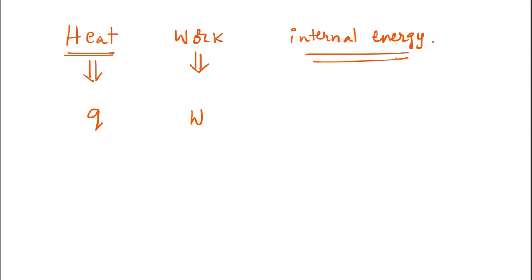Why? Internal energy is a virtue of the substance. Every substance has its own energy. When heat is supplied or work is done on the system, internal energy changes. That change in internal energy is important. That is delta E. So these 3 are related in the first law of thermodynamics. The first law of thermodynamics is that the energy of the universe is constant. Energy can neither be created nor destroyed. That means these 3 are related, and the mathematical form of the first law of thermodynamics is delta E is equal to Q plus W.